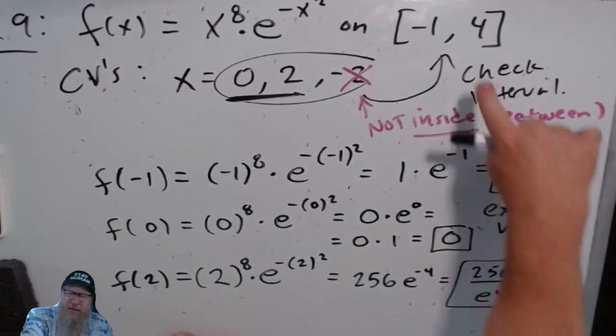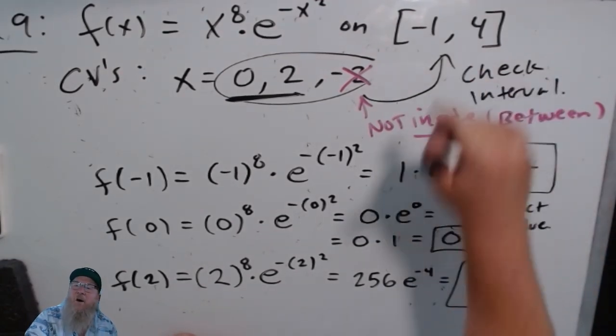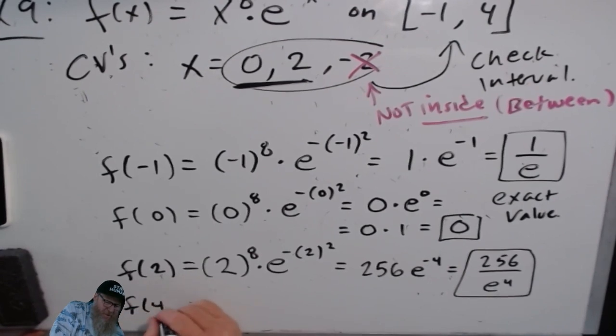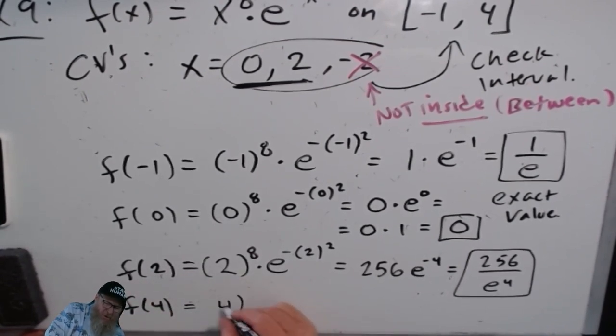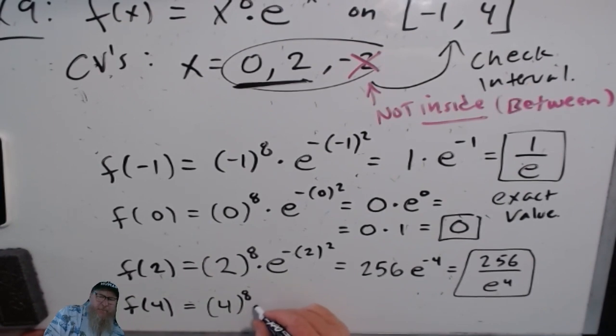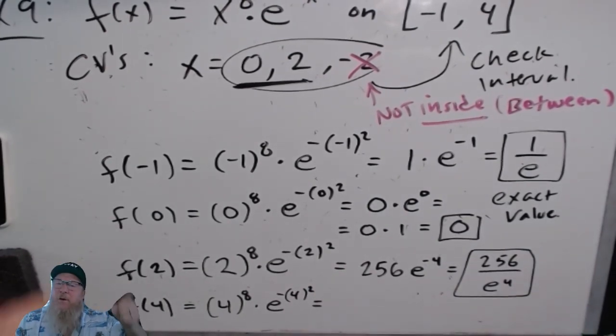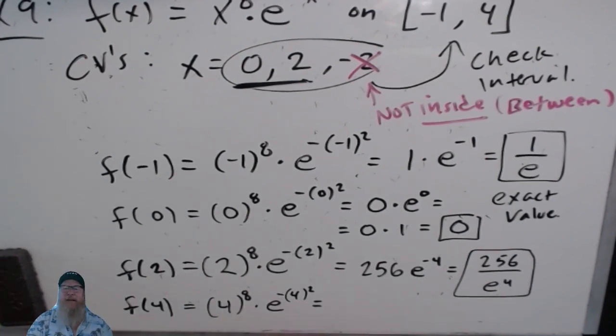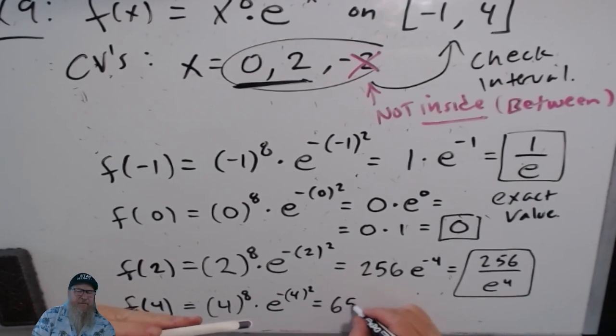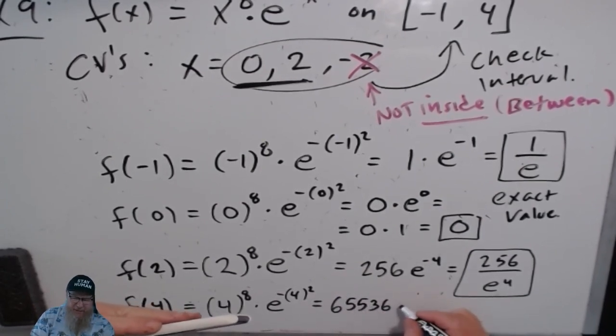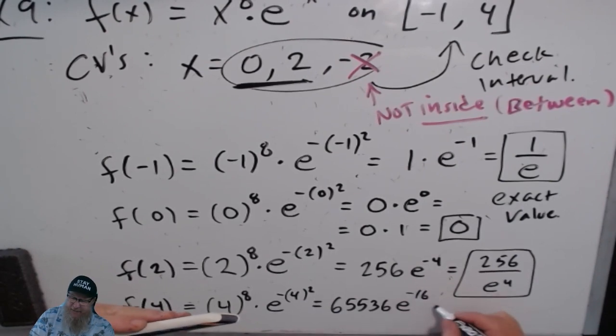All right. And then I have to check this one last. 4. So f of 4 is 4 to the 8th power times e to the negative 4 squared. It's negative 4 squared. That one I would never be able to do in my mind. I won't live to be that old. So it's going to be 4 to the 8th power, 65,536, e to the negative 16.